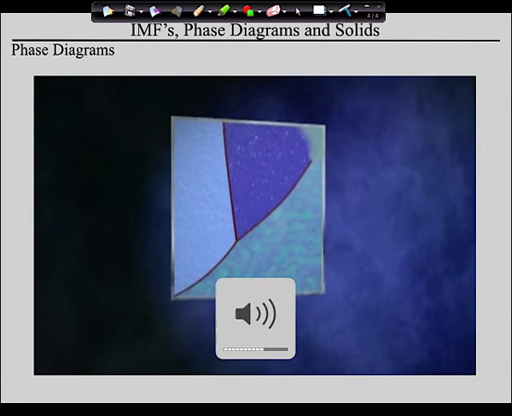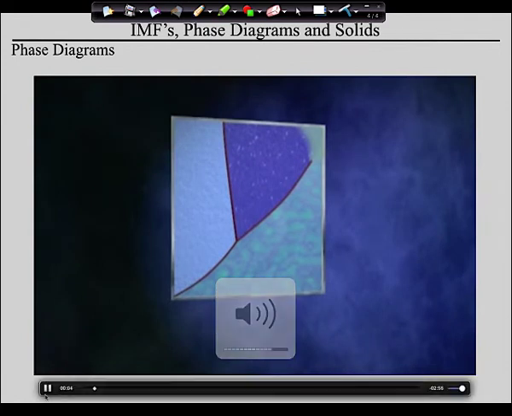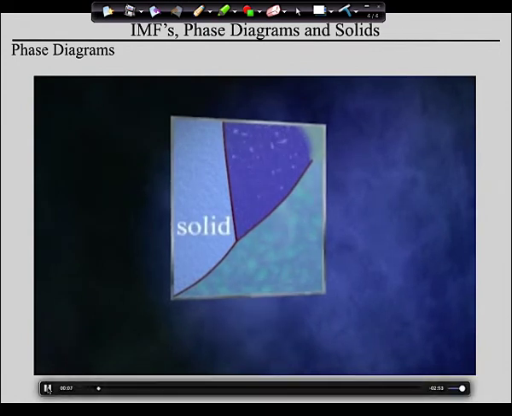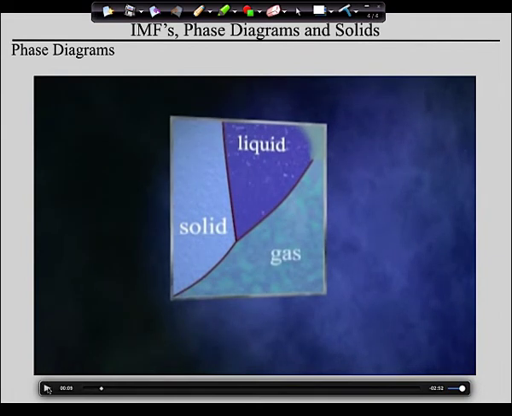A phase diagram indicates the temperature and pressure conditions under which a substance is a solid, a liquid, or a gas. So guys, let's just think about that. Notice they didn't give us units. So what's the x-axis?